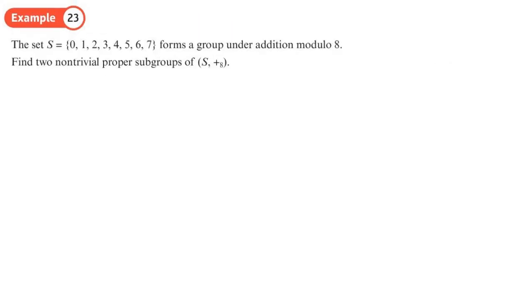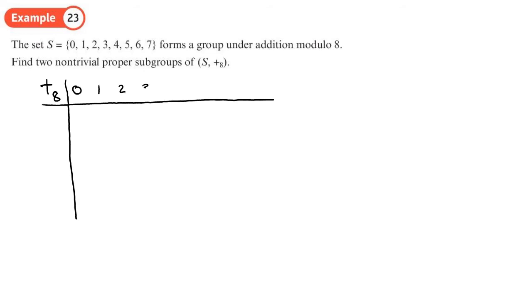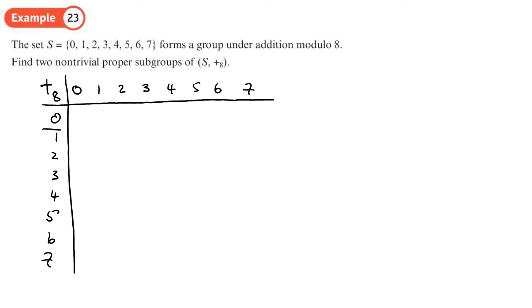Okay, so here we've got a set from 0 to 7 that forms a group under addition modulo 8. Find two non-trivial proper subgroups of S modulo 8. So the first thing we're going to do is to construct a table. It's under addition modulo 8. And let's write down the elements here. So 0, 1, 2, 3, 4, 5, 6, 7. 0, 1, 2, 3, 4, 5, 6, 7. So let's straighten that line out a bit. And let's now fill this table in here.